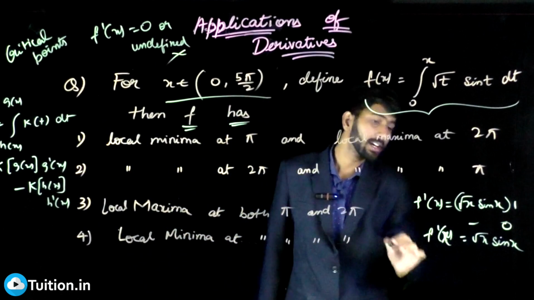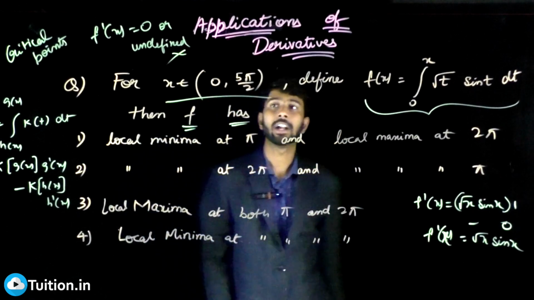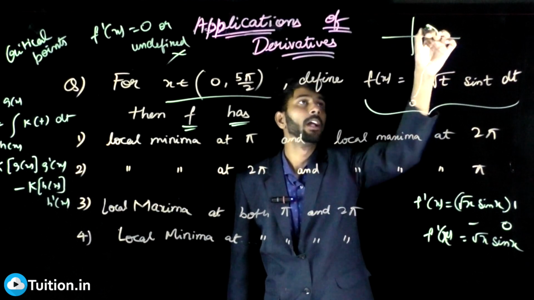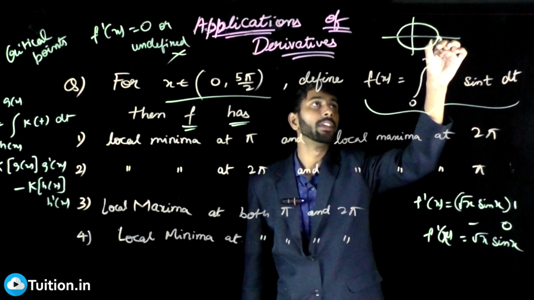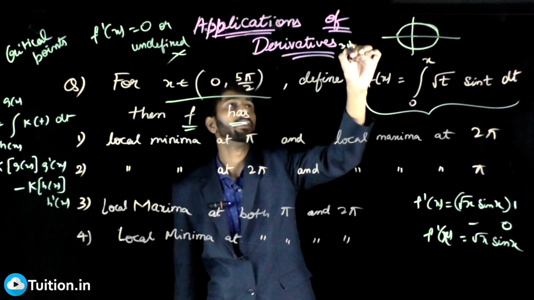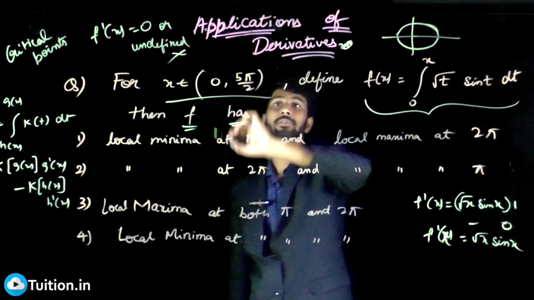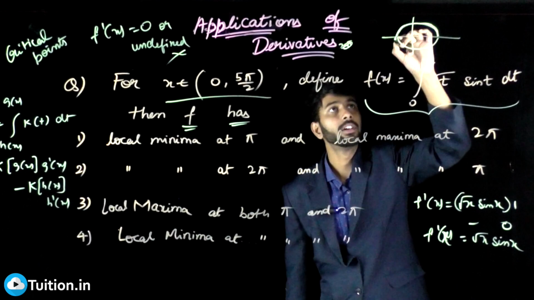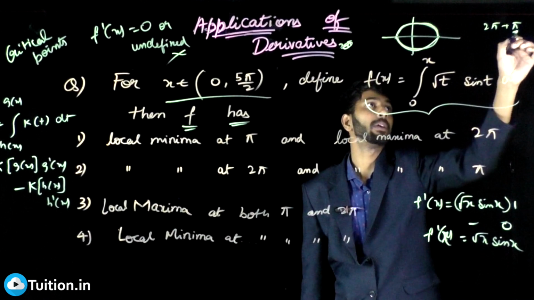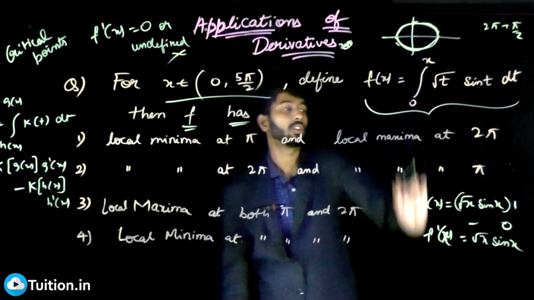So where can this derivative be 0 in this interval? 0 is not included in the interval, so I can't take it. 5 pi by 2 means I start from 0, I cover a pi, I cover a 2 pi, and this is 2.5 pi. So it's 5 pi by 2, which is 2 pi plus pi by 2. That means you go here, come here, and then you have to stop here. You're not supposed to cross this again.